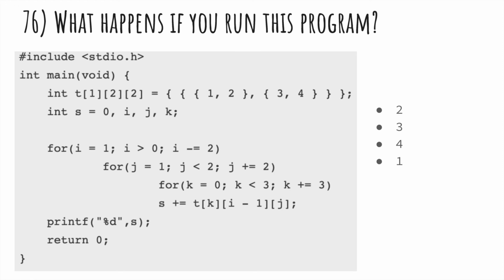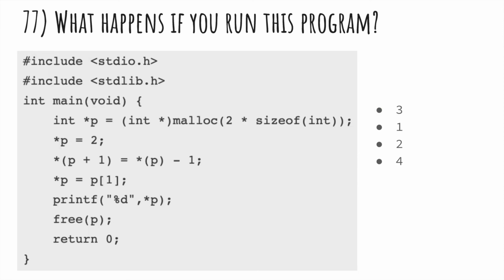And we're going to increment s by t of k, so k is 0, plus i minus 1, which is 0, and then j, which is 1. So 1, 0, 1 will give us 2, and that's our final answer. How about the next question?